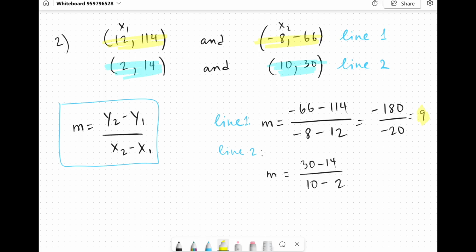So instead of 9, it would be 1 over 9. So negative 1 over 9. If neither one of those cases will hold, then it's neither: not parallel, not perpendicular. So let's simplify. 30 minus 14, that's 16. And 10 minus 2 is 8. 16 over 8 is 2. So the first slope is 9, the second slope is 2. They're not parallel, they're not perpendicular.